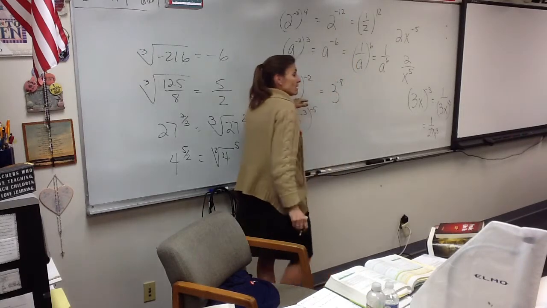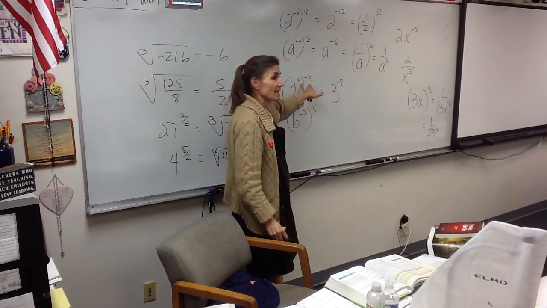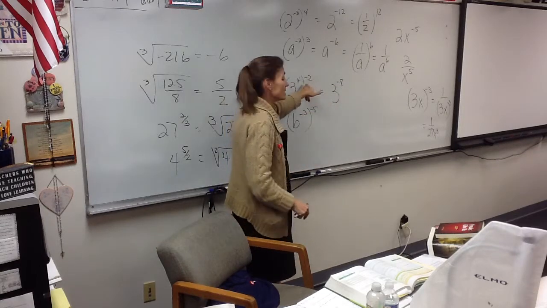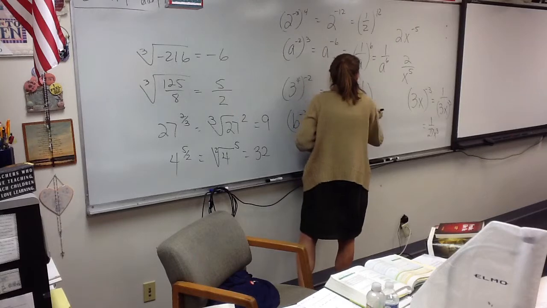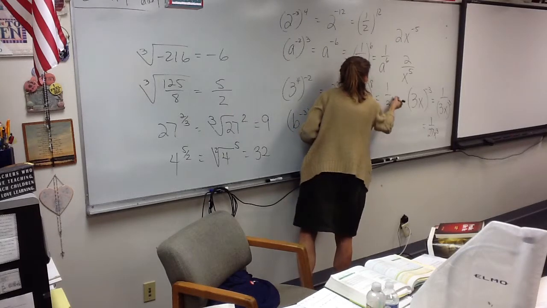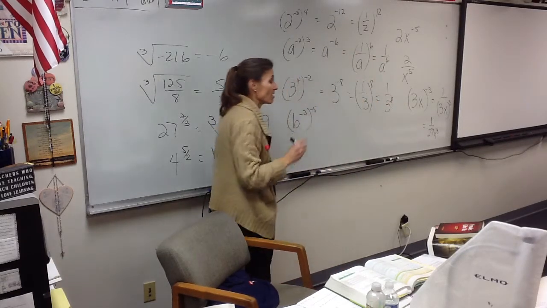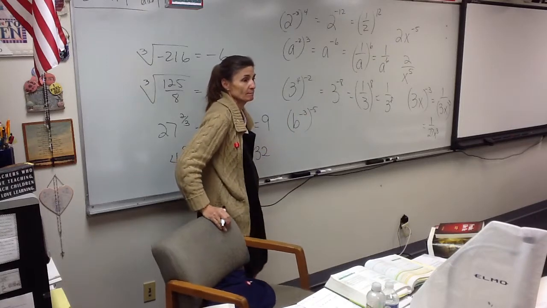To the negative 8. Great first step. Back-to-back exponents multiply. 3 to the negative 8. 1/3 to the 8th, or 1/3 to the 8th, whichever you like best. They are the same. It makes no difference.